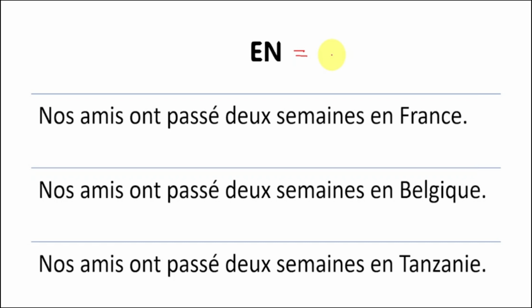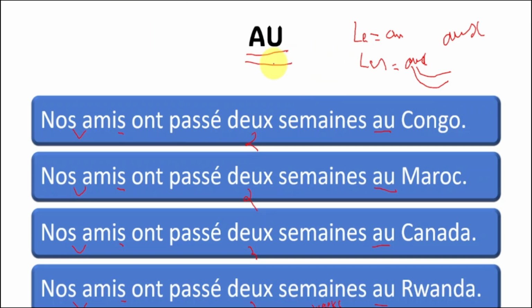I'm going to go back a little. You see here this O. We also use the O for the male country. We also use O for the male province. For example, I can say, je vais au Kivu because Kivu is a province. I can say, je vais au Bandundu because Bandundu is a male province in Congo. If I want to say, je vais au Bas-Congo, because Bas-Congo is a province in Congo, it's a male province.